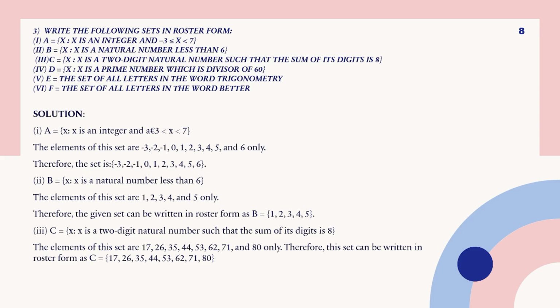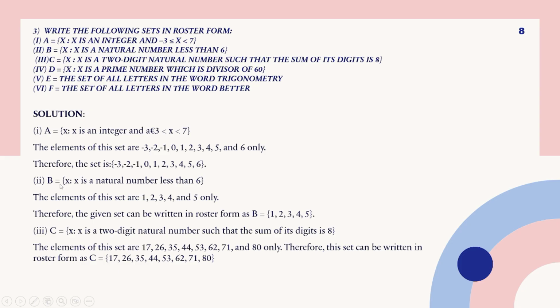Why are we not including 7? Because they have only said less than 7. They have not said less than or equal to. So we are including minus 3 to 6. Minus 3, minus 2, minus 1 are the negative elements, or negative integers, and 0 is the middlemost element. 1, 2, 3, 4, 5, 6 are the rightmost elements, or positive integers. So therefore, as we have to write in roster form, we put the curly braces and separate the elements by commas.